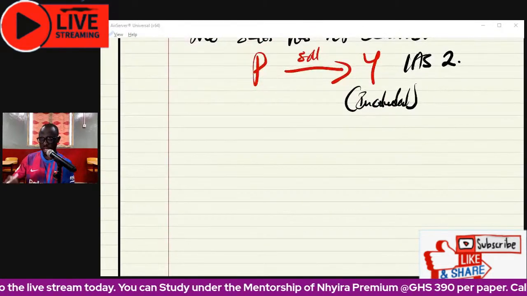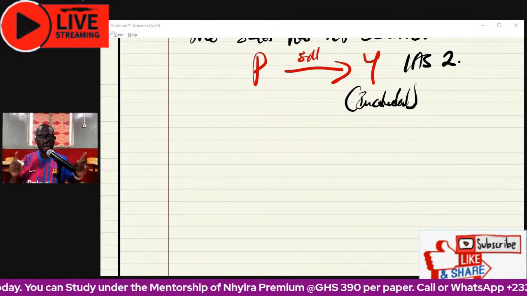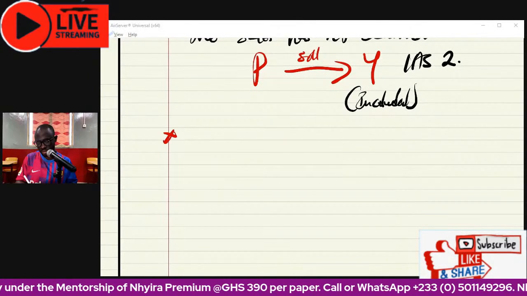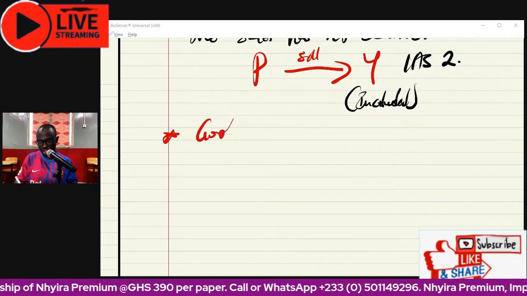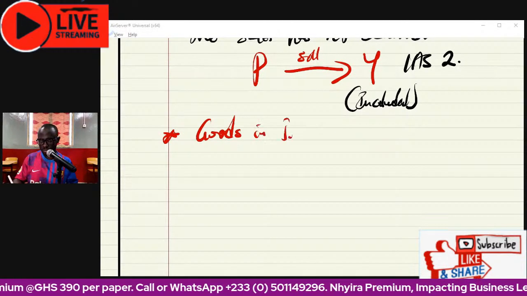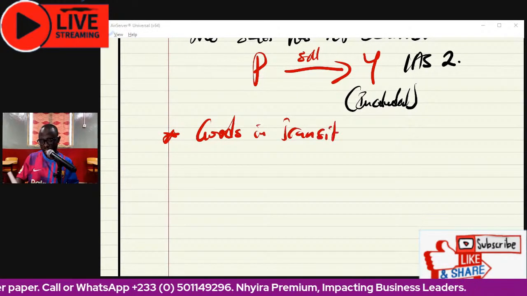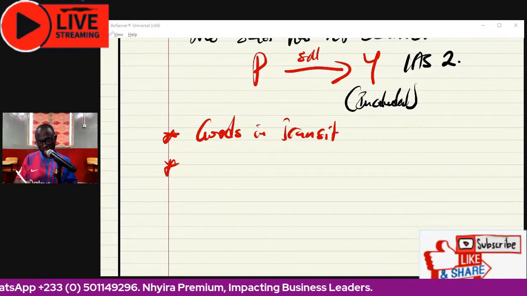Now, generally, provision for unrealized profit will be calculated on two things. One, goods in transit. And then two, closing inventories.